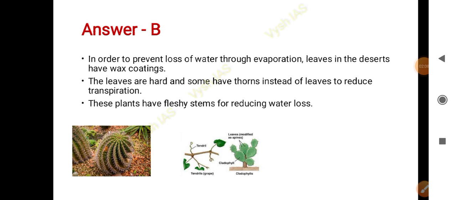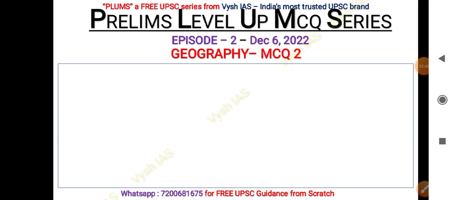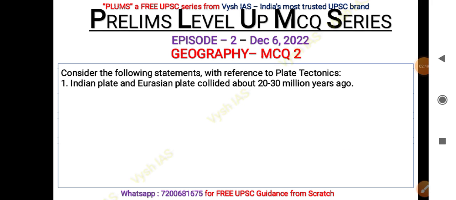So the answer is actually B, all of the above. One, two, three, all these are modifications which take place in order to reduce the water loss. To reduce water loss through evaporation, leaves in the desert have a waxy coating, to reduce transpiration or evaporation. Then the leaves are hard, and some have thorns; they don't have leaves, they have modified to thorns to reduce transpiration. And these plants also have fleshy stems for the same purpose, as you can see in cactus and many other plants.